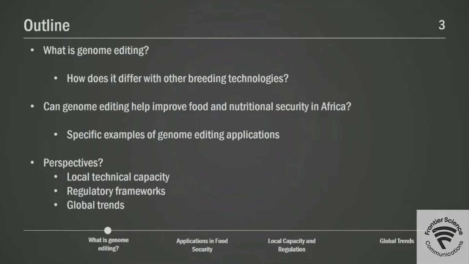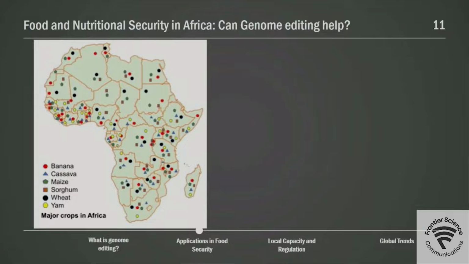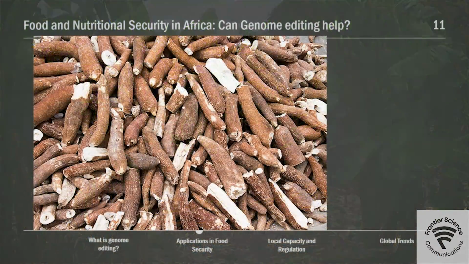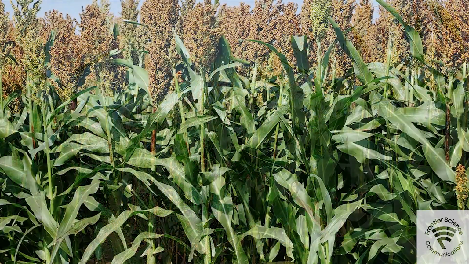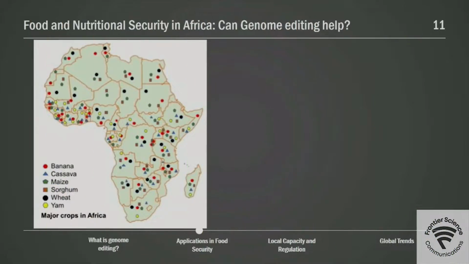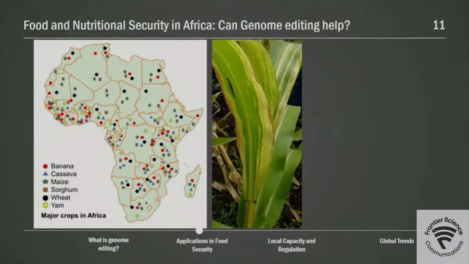To just demonstrate the kind of food that we grow, how many varieties, we grow a lot of bananas, we grow a lot of cassava, we do maize, we do sorghum. So these form part of our staple diets. The question is, how can we increase the productivity of this?